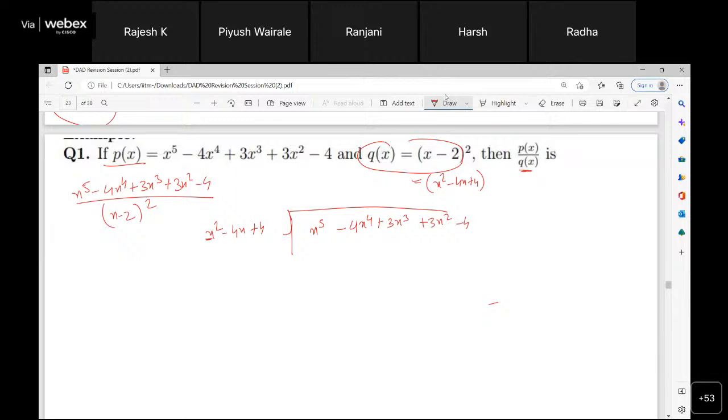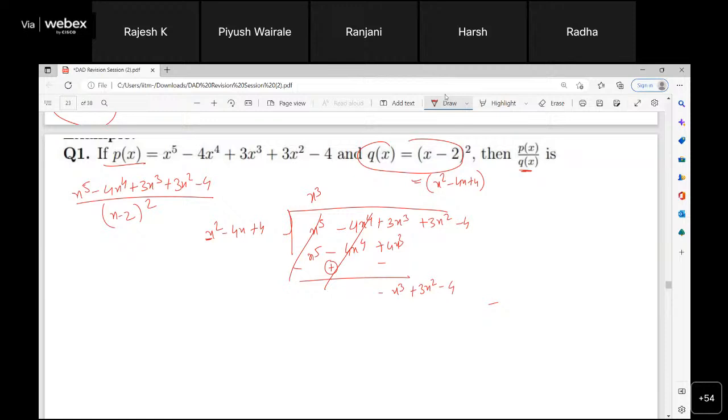Which term should be here? X cube, right? So if I multiply x square with x cube, I will get x to the power 5, right? Now just multiply it simply. Minus 4x into x cube is minus 4x to the power 4, and plus 4x cube, right? Now subtract it. It will be plus, it will be minus. So this gets cancelled. What I will get? Minus x cube plus 3x square minus 4.